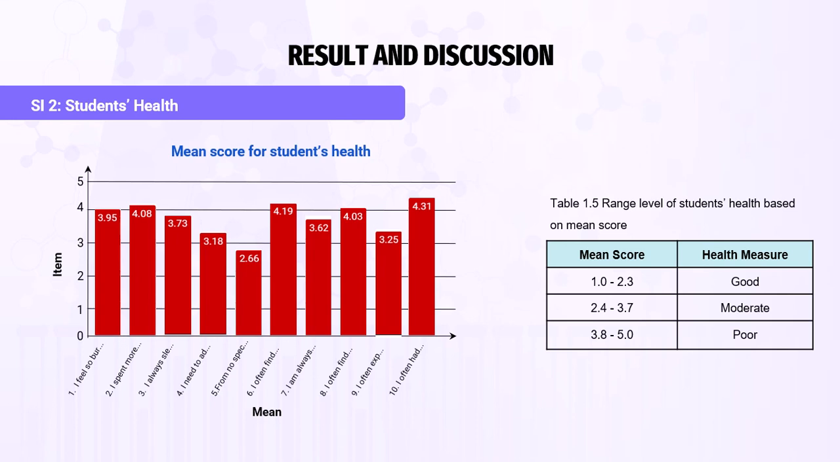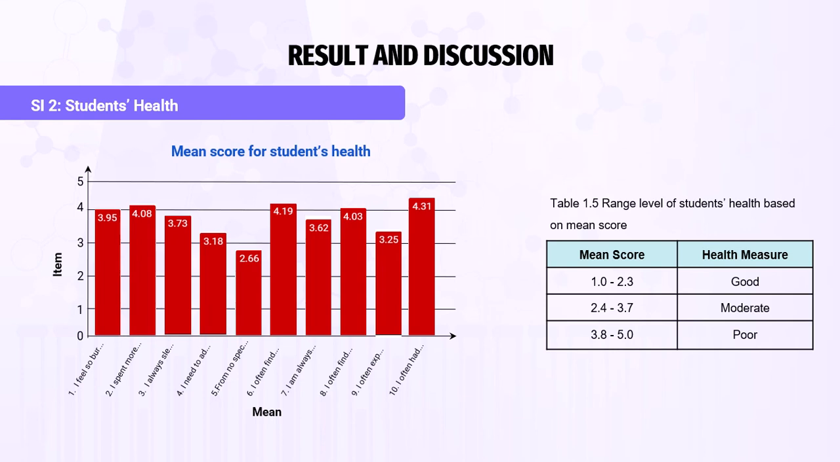In item number 9, the mean score of 3.25 indicates a moderate level of health measure. The last item, item number 10, has a mean score of 4.31 with the health measure at a poor level, as most of them strongly agree that they often had neck and shoulder pain when facing online learning. The lowest mean score is 2.66 and, according to the table, it indicates a moderate health measure. And the highest is 4.31, which indicates poor health measure.